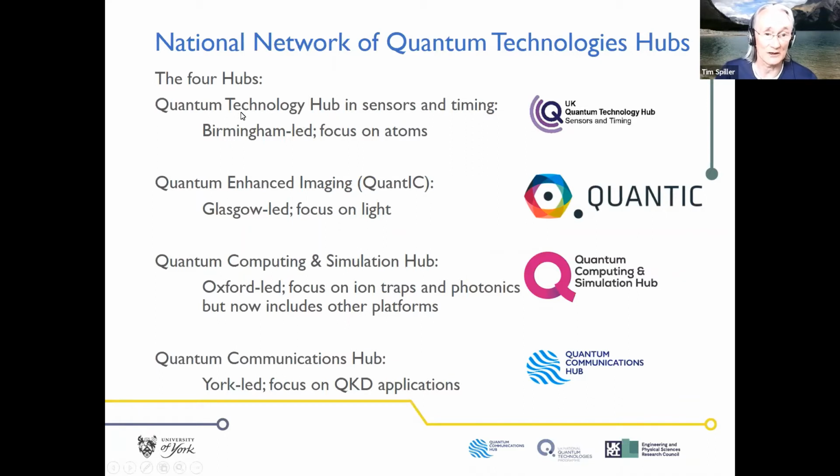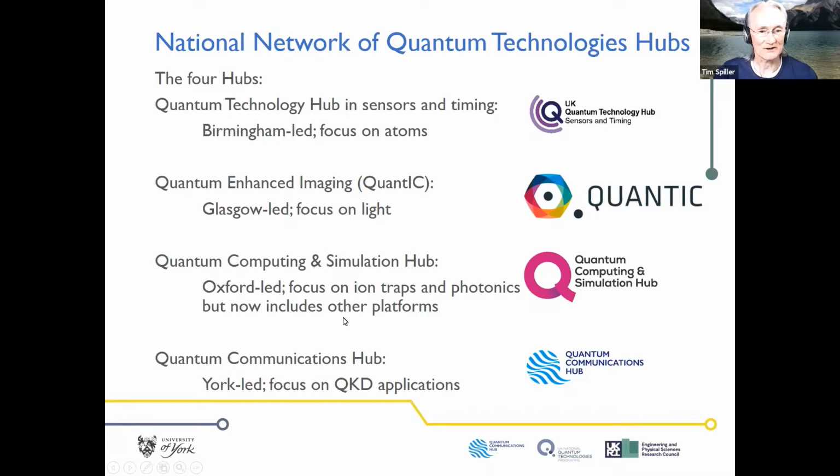And I've given here the 4 hubs, and I've given them their names going forward as in phase 2. And so the hub that's focused on sensors using atoms and timing based on atomic clocks, that's led by the University of Birmingham. So that's the technology hub in sensors and timing, led out of Birmingham. The sister one, if you like, that focuses on imaging as opposed to sensing is led by the University of Glasgow, and that mainly uses light for doing all sorts of clever quantum imaging.